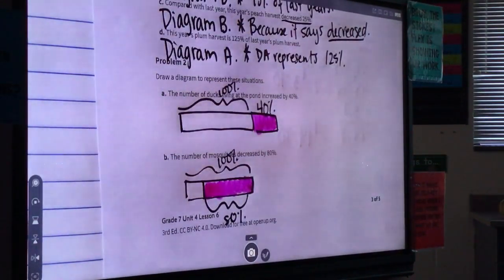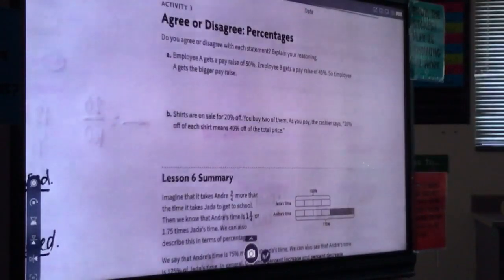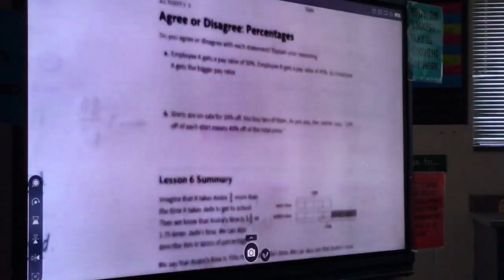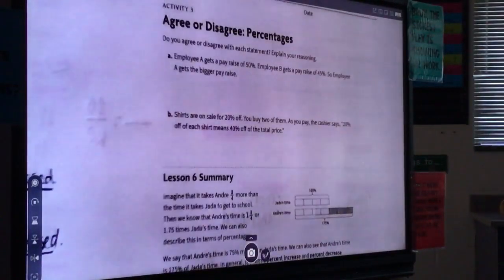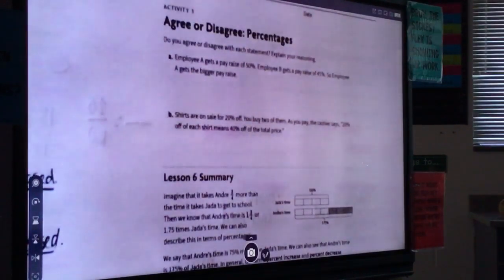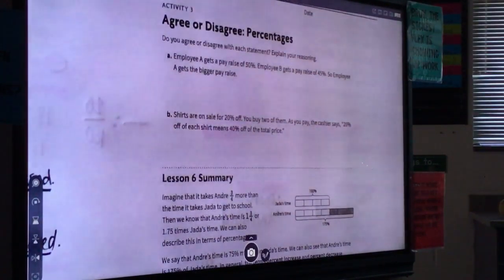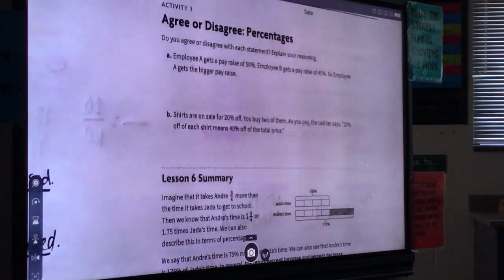All right, last part of your lessons today. Do you agree or disagree with each statement and explain why? So A, everyone put your pencils down so I know you're listening. It says employee A gets a pay raise of 50% and employee B gets a pay raise of 45%. So employee A gets a bigger pay raise. You have to say, I agree or I disagree and tell me why in a sentence.